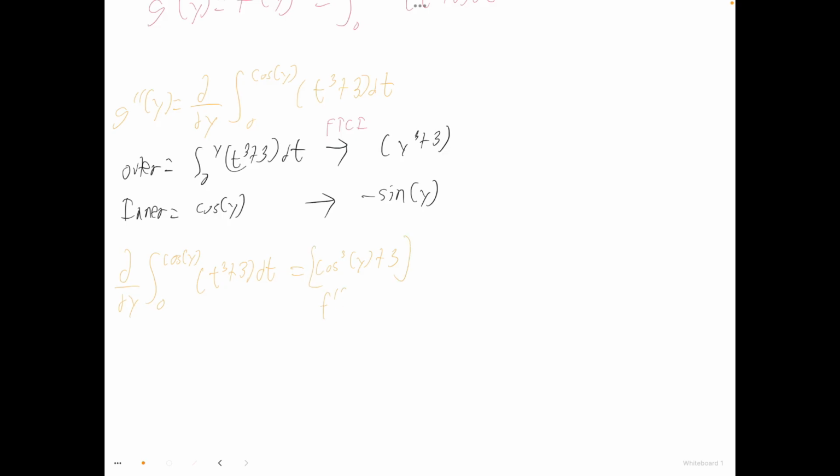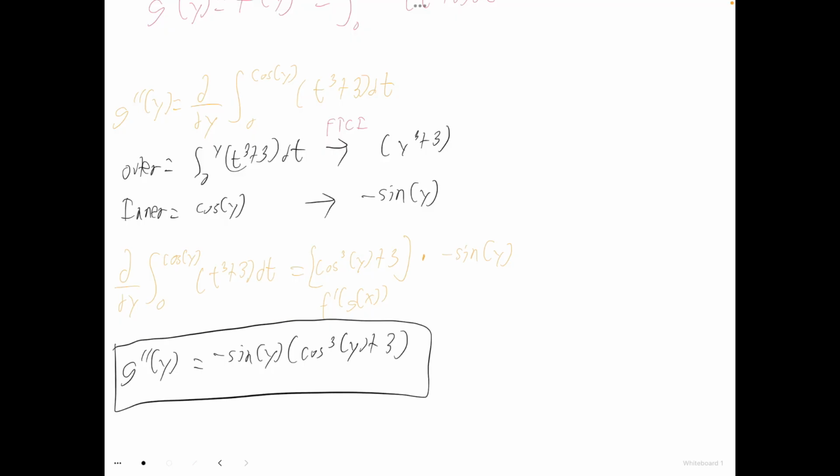And again, this is f prime of g of x. Technically, I'm using f and g differently here, but this is the derivative of the outer function, the inner function plugged in, times the derivative of the inner function, which is negative sine of y. And so we then have that g double prime of y is equal to negative sine of y times cosine cubed of y plus 3. And so that is then our second derivative.